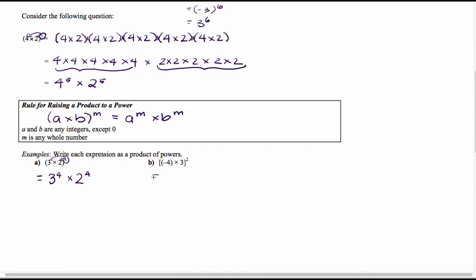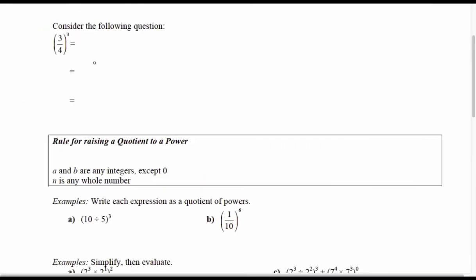We couldn't do this if this was an addition or a subtraction in here. The next one, same idea, negative 4 to the power of 2 times 3 to the power of 2. And again, we can simplify that a little bit further because we know that a negative base raised to an even exponent will be positive. So it's 4 to the power of 2 times 3 to the power of 2.